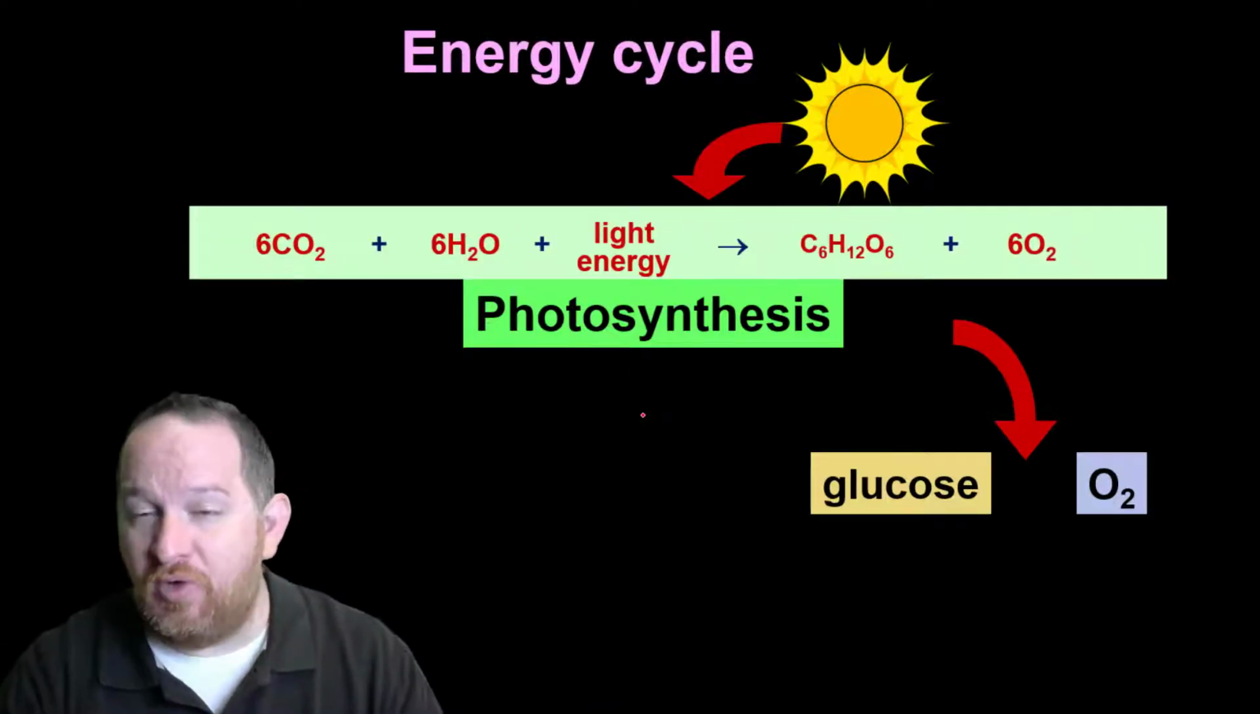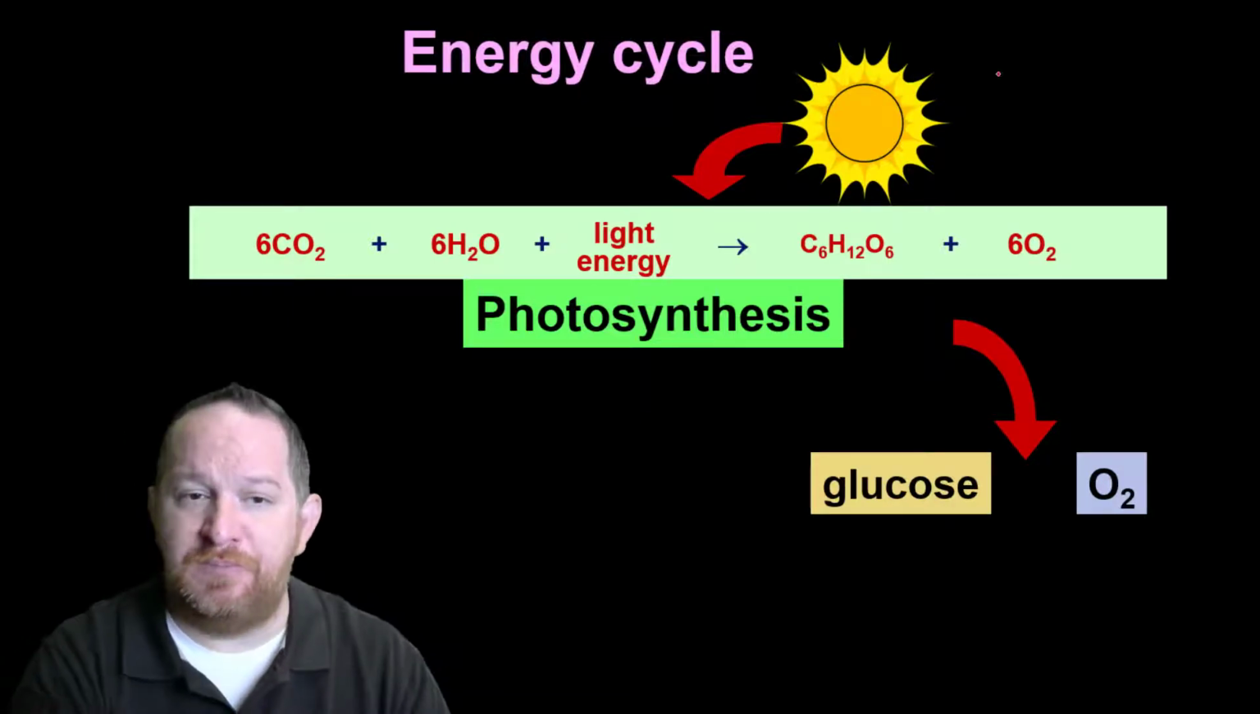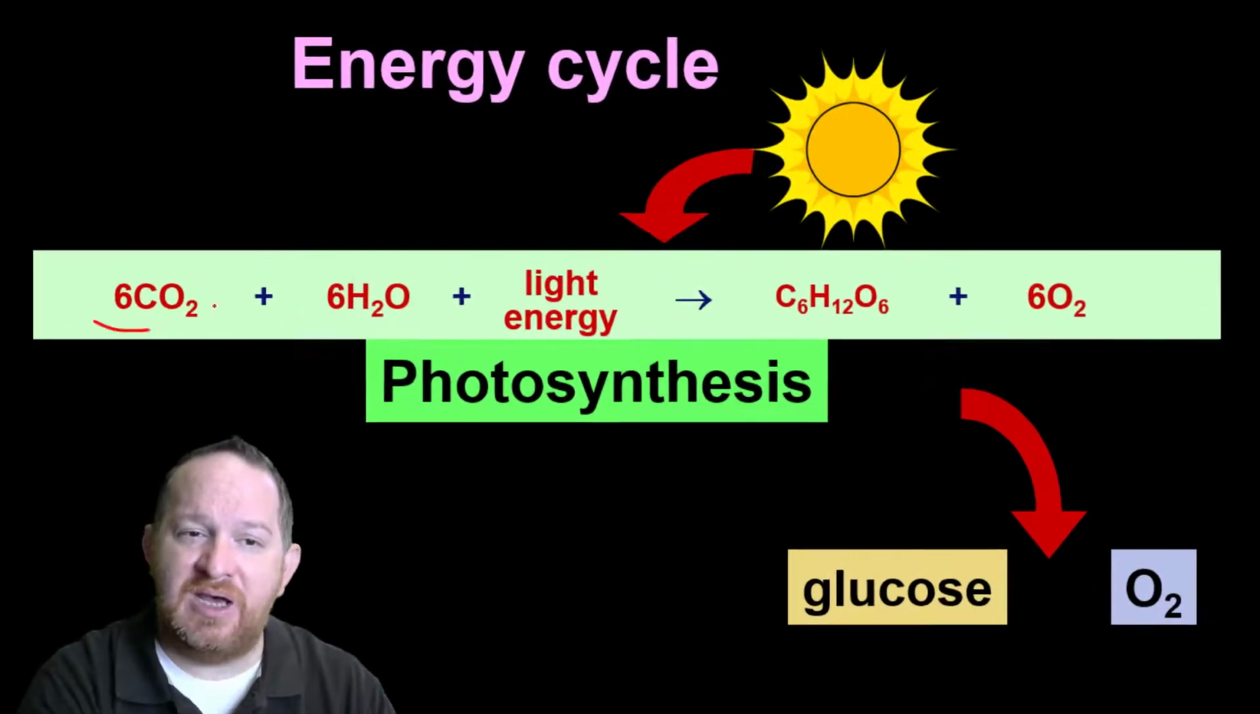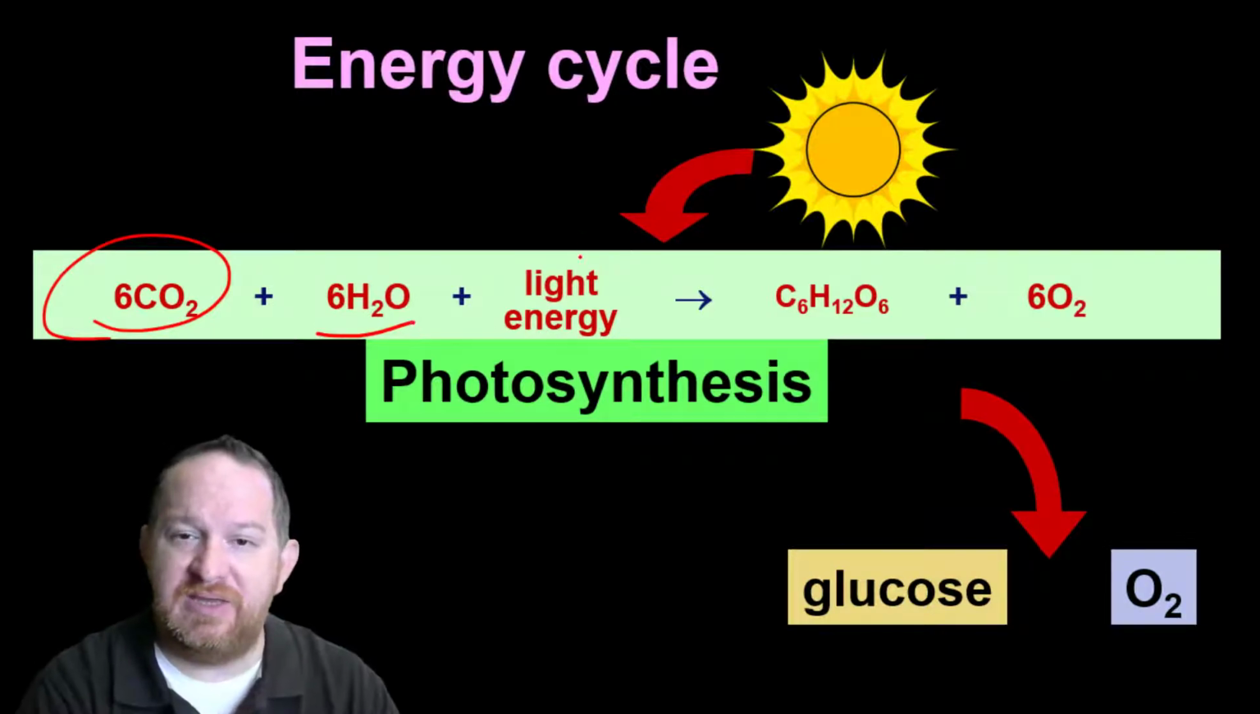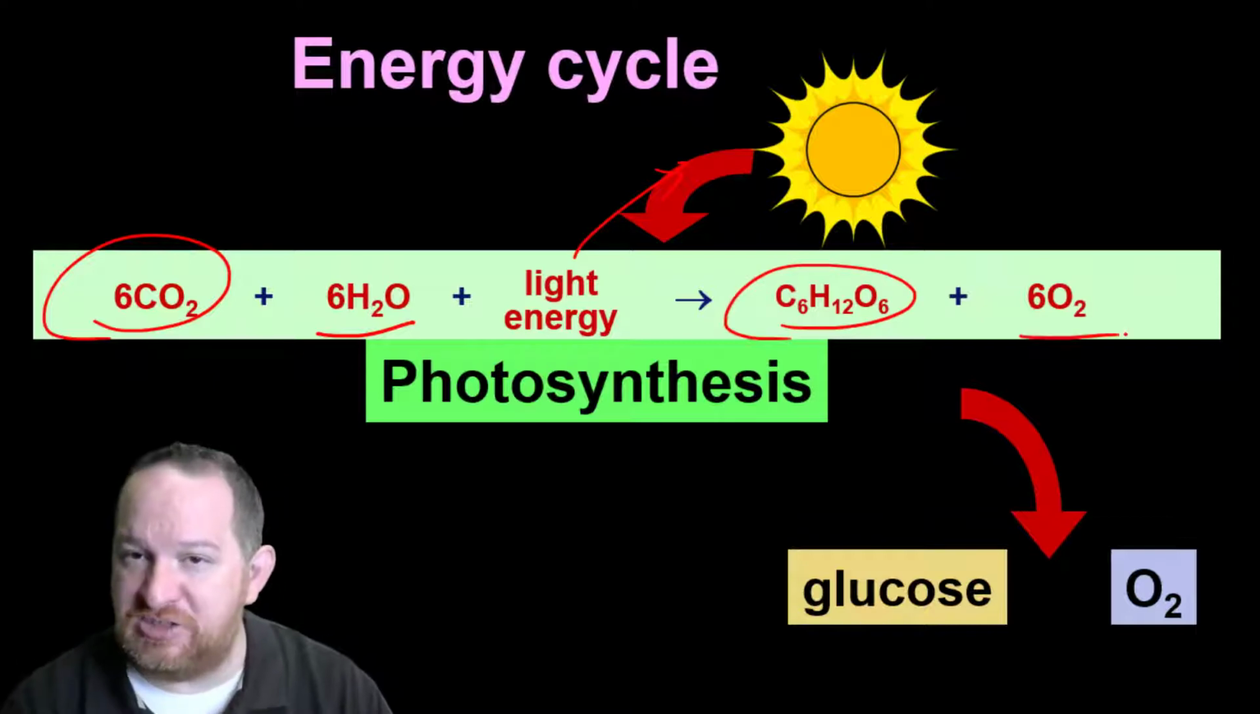And that formula, as you can see, is right here. If we take some carbon dioxide out of the atmosphere, we water our plants, they get some energy from the sun, some light energy, they make sugar and oxygen, right?